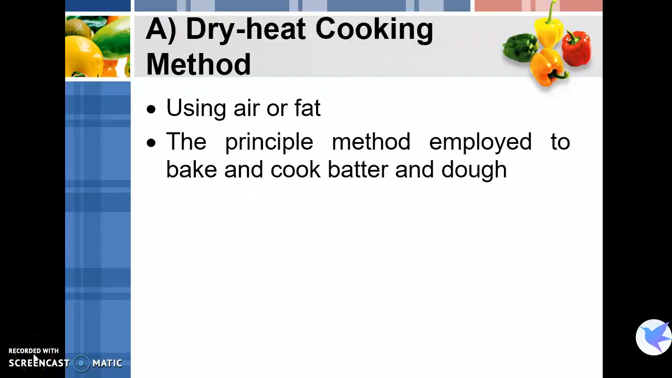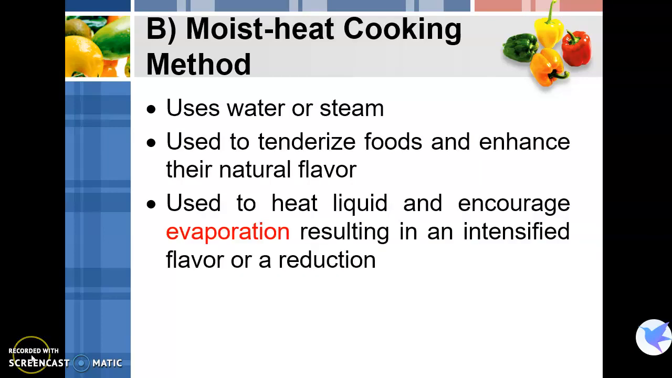Basically, food can be cooked in two ways. The first way is the dry heat cooking method, which uses air, fat, or oil to cook the food. Another method is the moist heat cooking method, which uses water or steam to cook the food.